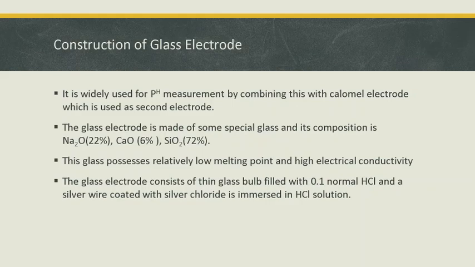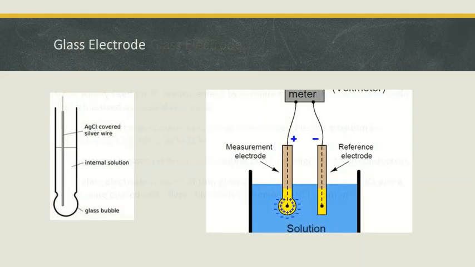This glass electrode has a small glass bulb below it, which is filled with 0.1 normal HCl solution, and in this glass bulb a silver wire coated with silver chloride is immersed in that 0.1 normal HCl.